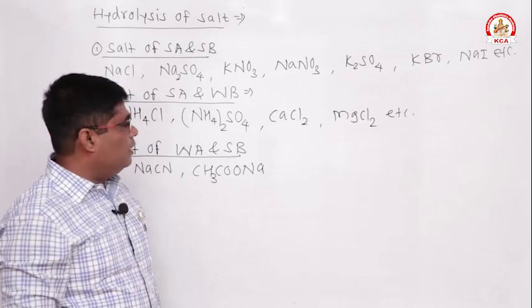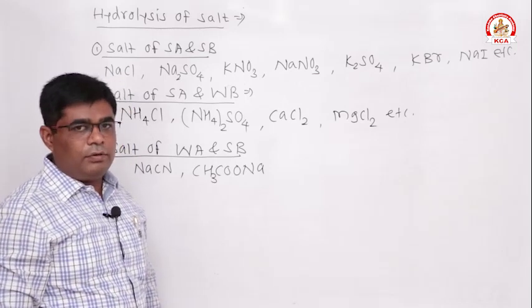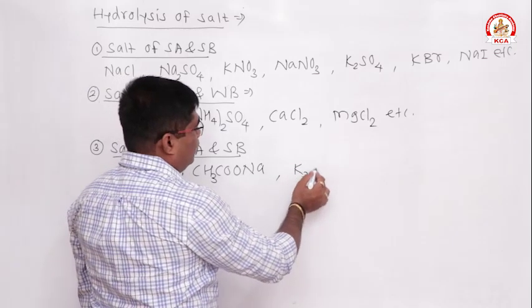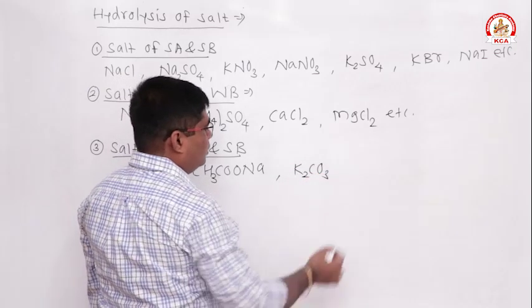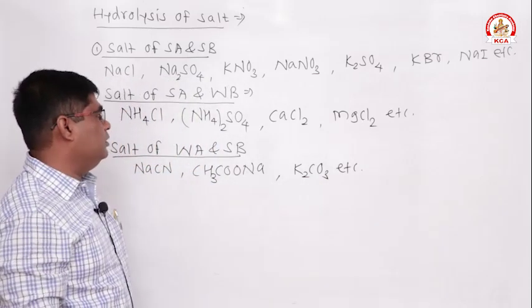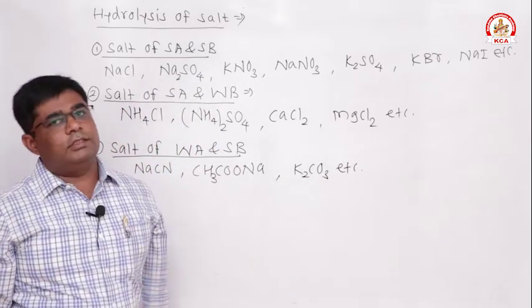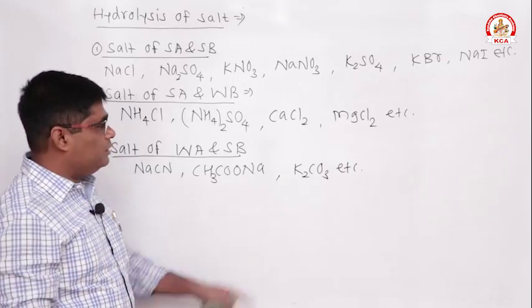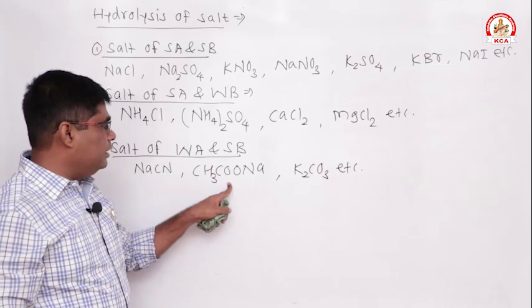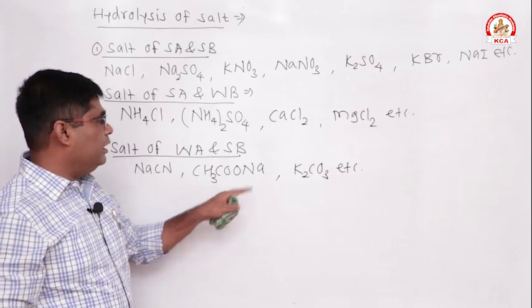Weak acid कुठला? Acetic acid. Then K2CO3. So these are the examples of salt of strong base and weak acid. For example, KOH with H2CO3, acetic acid CH3COOH with NaOH.